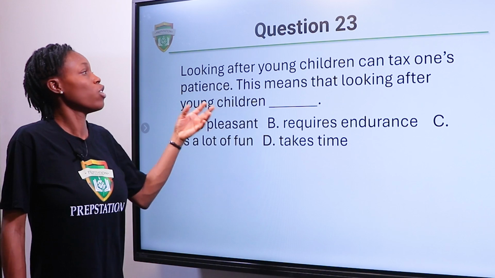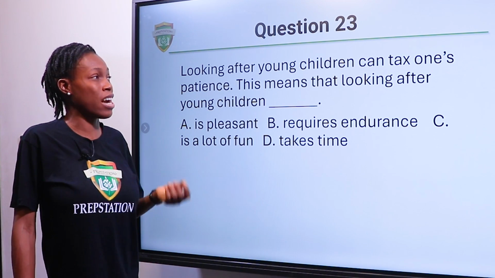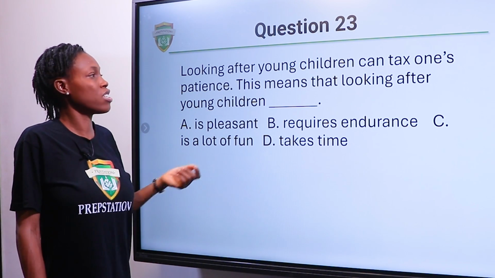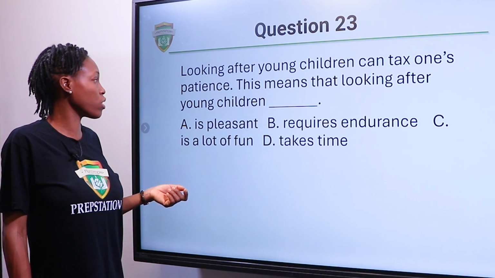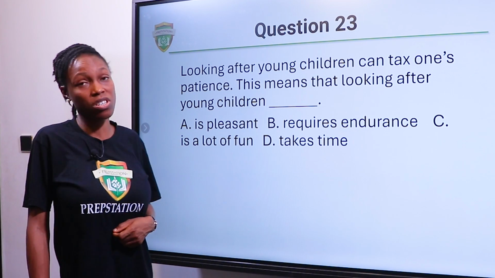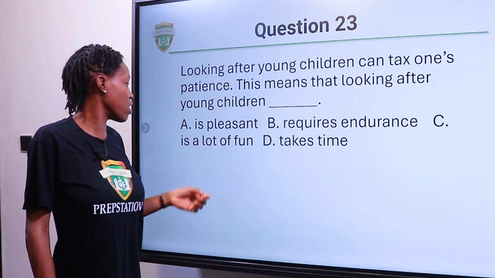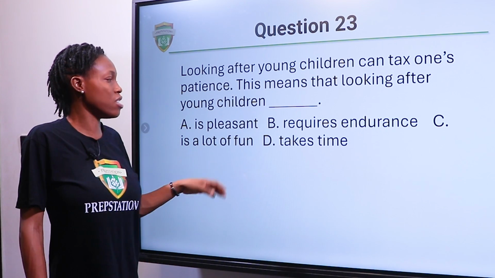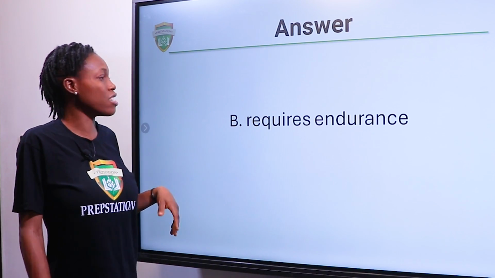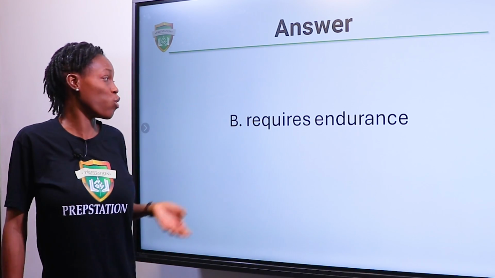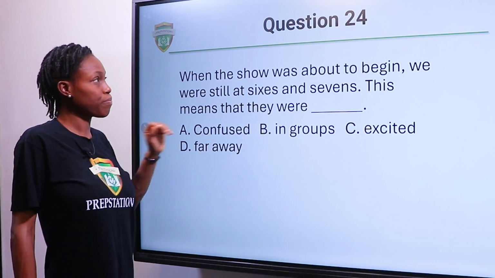Next question. Looking after young children can tax one's patience. This means that looking after young children, dash, A, is pleasant, B, requires endurance, C, is a lot of fun, D, takes time. The answer is requires endurance, which is B.